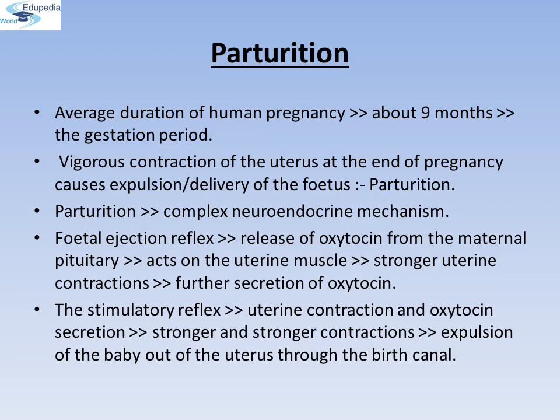The signal for parturition originates from the fully developed fetus and the placenta, which induce mild uterine contractions called the fetal ejection reflex. This triggers the release of oxytocin from the maternal pituitary gland. Oxytocin acts on the uterine muscle and causes stronger uterine contractions, which in turn stimulate the further secretion of oxytocin.